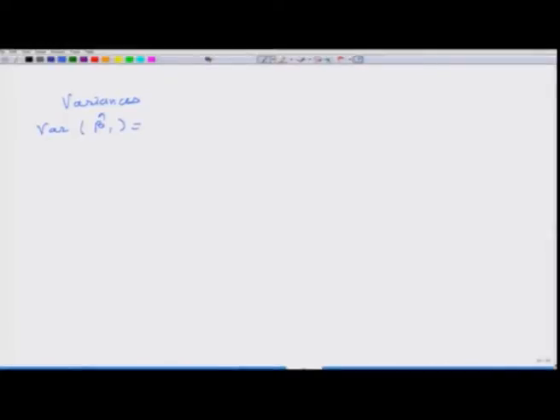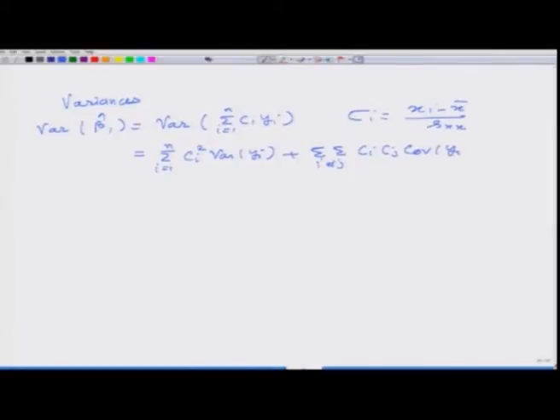So, let us try to first find out the variance of beta 1 hat. Right. So, to make it simpler, I will express beta 1 hat as the summation i goes from 1 to n c i y i, where c i is x i minus x bar upon s x x. So, you can see here I can write down the summation i goes from 1 to n c i square variance of y i plus the double summation i not equal to j c i c j covariance between y i and y j, right.